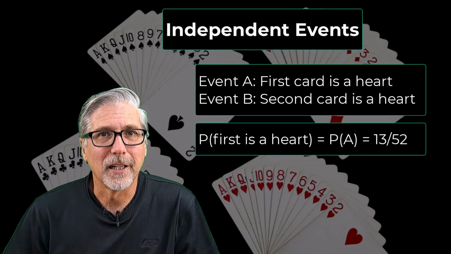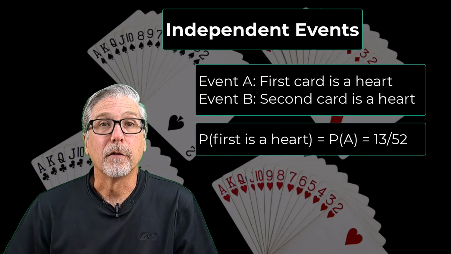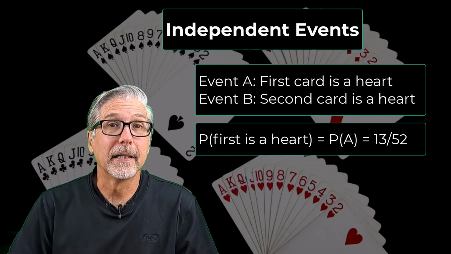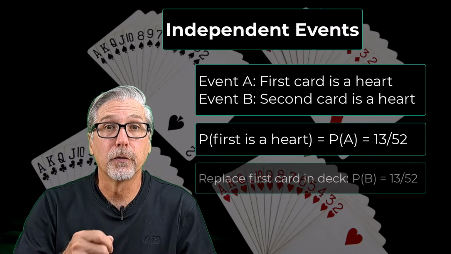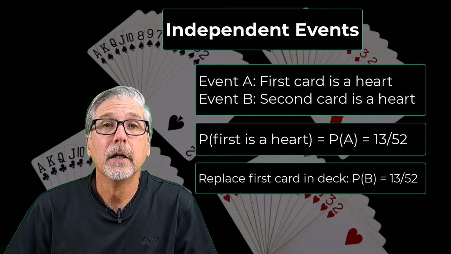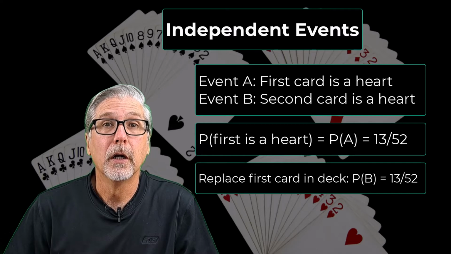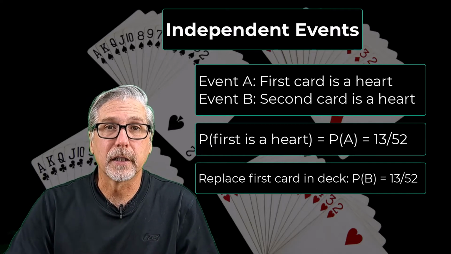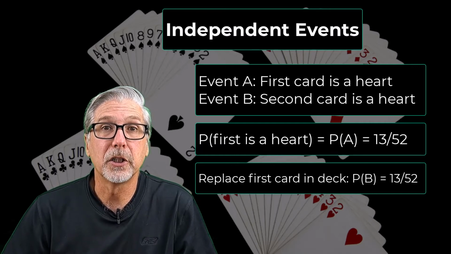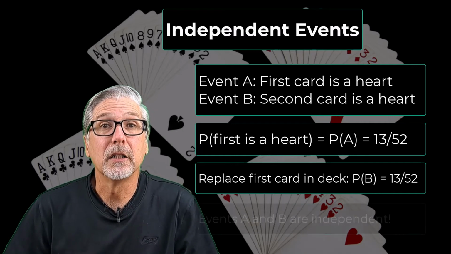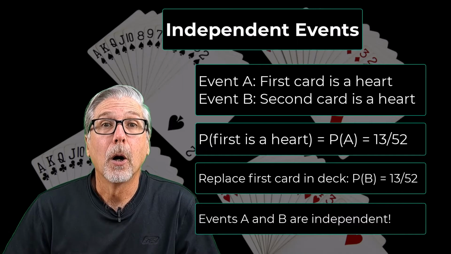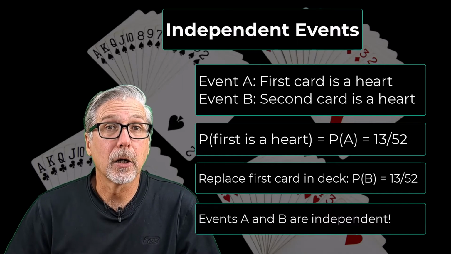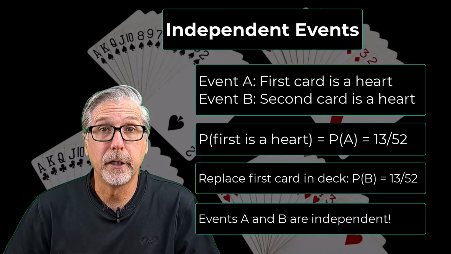But what about the second card? If I take that first card, put it back in the deck, reshuffle, and turn over the second card now, it also has a probability of 13 out of 52. The first card didn't affect the second card at all because I reshuffled. We would say in that case, events A and B are independent. Knowing that A occurred doesn't change the probability of B.